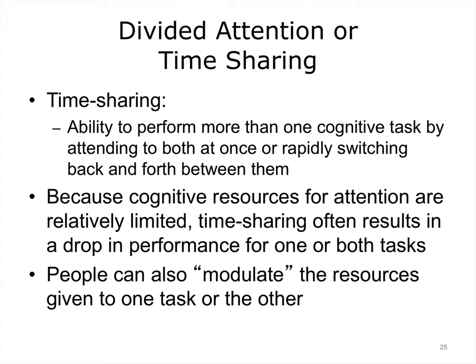Time sharing refers to the ability to perform more than one cognitive task by attending to both at once or rapidly switching back and forth between them. We routinely divide our attention when working on our computer. We may be writing, listening to music, and watching out for an important email or text message. However, given the fact that cognitive resources for attention are relatively limited, time sharing often results in a drop in performance for one or both tasks. We can modulate our attention resources by giving more attention to the task that is more important at the moment.